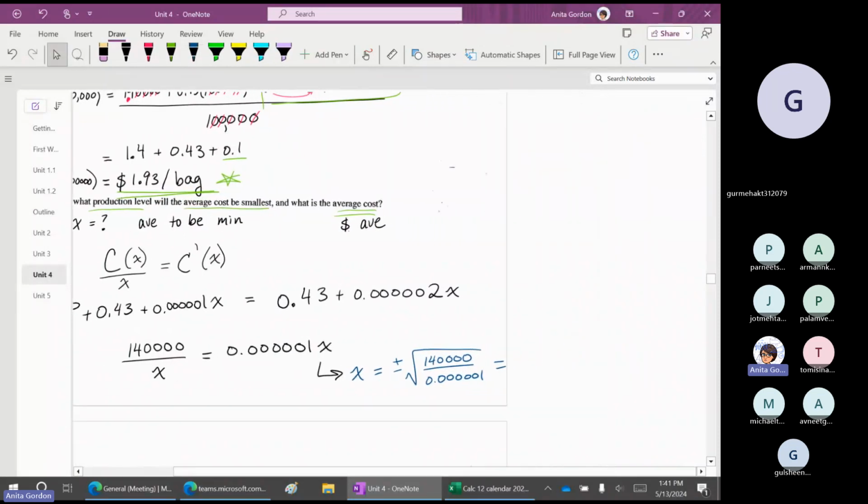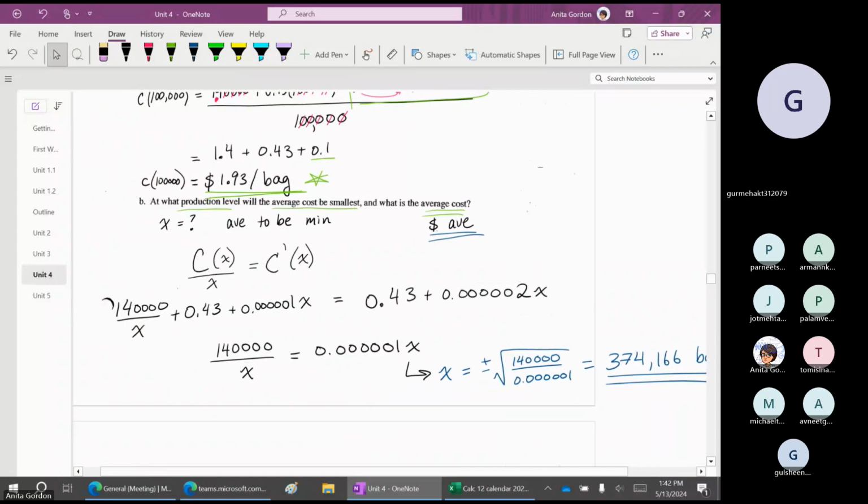Okay, so in order for this to be minimized, we need 374,166 bags of flour to be produced. This is the production level that would minimize the cost. I'm going to trust that you check that this was actually a minimum. Okay, if that is the production level, how much is it actually going to cost? What's the average cost at that level?